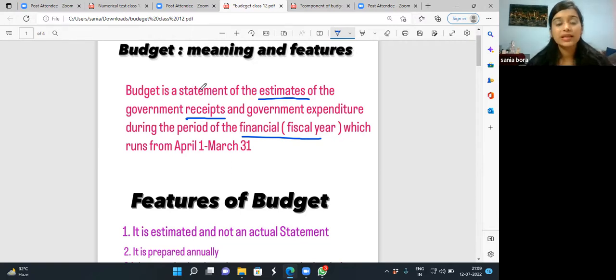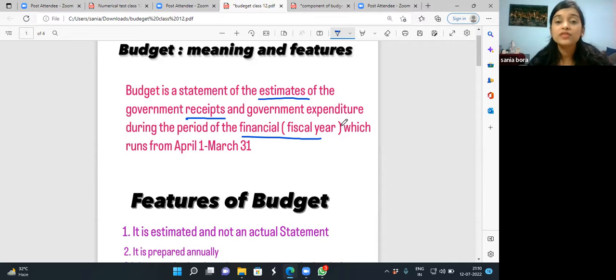So basically, what is a budget? A budget is a statement of what? It is an estimate of how much money the government will get, the receipt, and how much money the government will spend, the expenditure. And for what time period? The time period will be a financial year or the fiscal year.